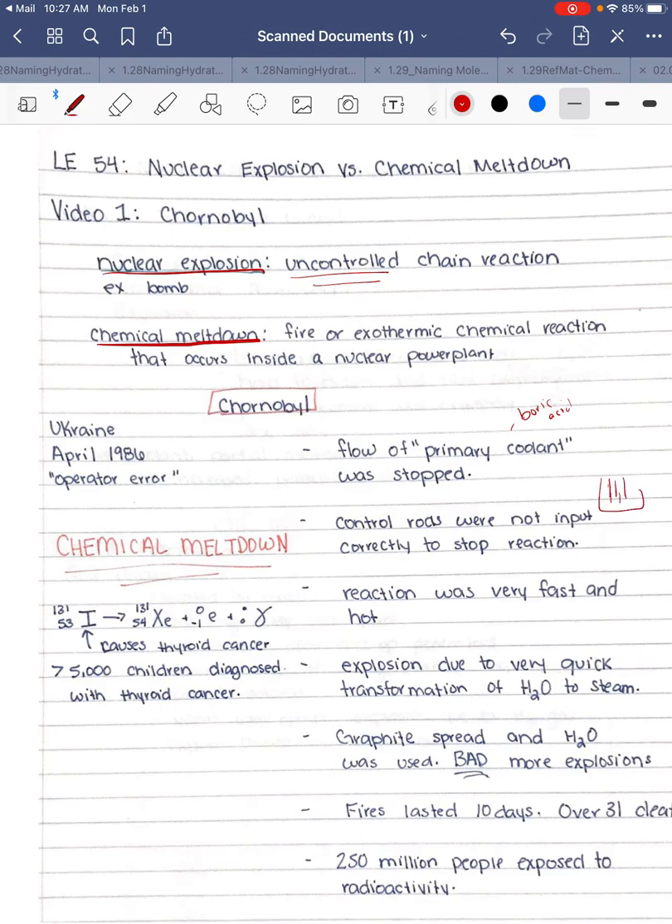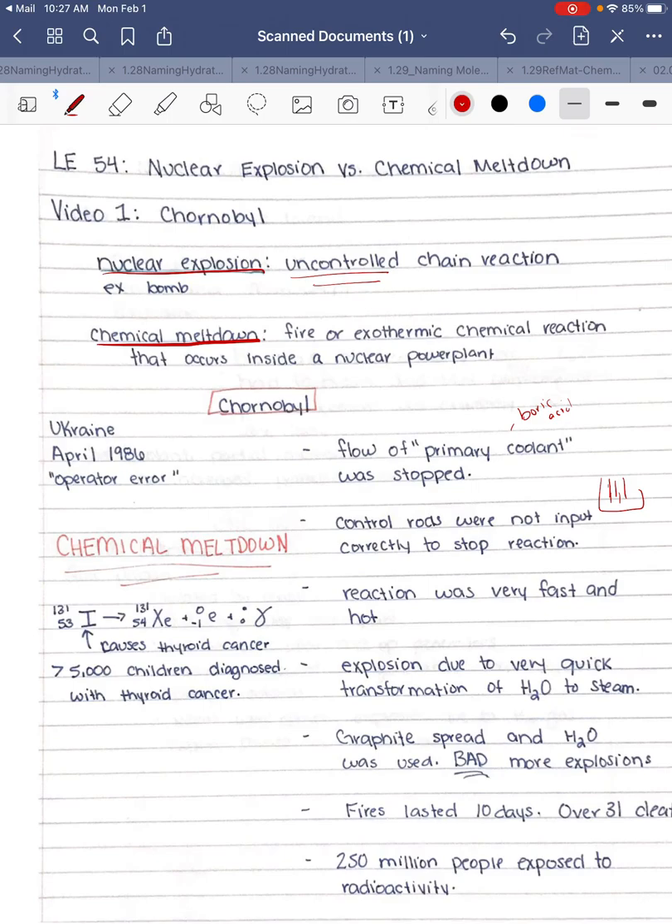If you put the control rods all the way down, they would stop the reaction. But unfortunately, the operator did not do this. The control rods were in there, but they weren't all the way down. So what happened was the reaction continued. The nuclear reaction did not stop. So the reaction, which occurs very fast, was very, very hot, and we didn't have that primary coolant or boric acid to help us cool down the reaction.